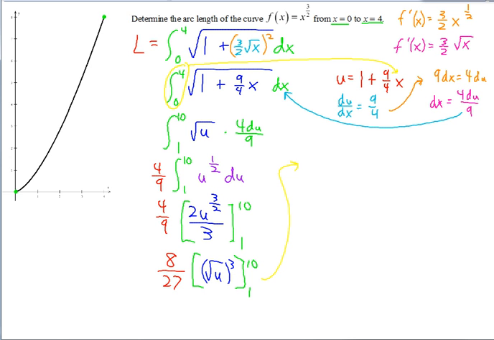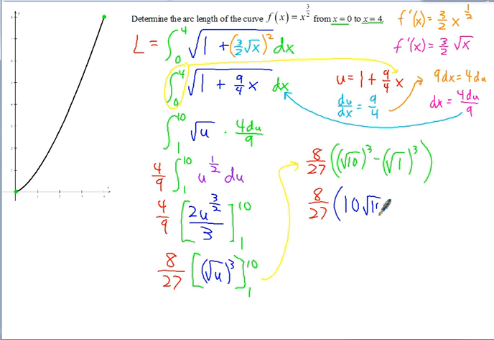So we've got 8/27. Then if you substitute in the upper limit of 10, it would be the square root of 10 cubed, minus, if you put in the lower limit of 1, the square root of 1 cubed. So the square root of 10 is not a perfect square. However, since it's cubed, to make it a little simpler, if you squared it, it would just be 10, and then there'd be one more radical 10 left. And the square root of 1 is just 1, cubed is 1.